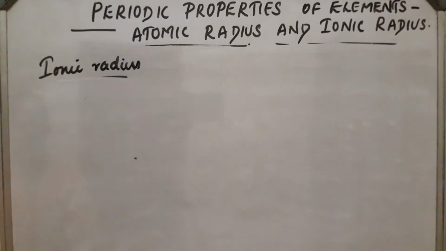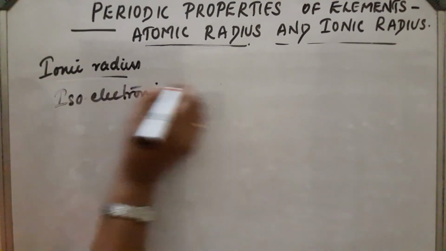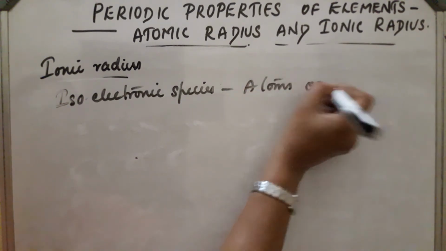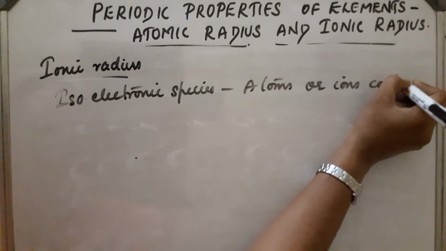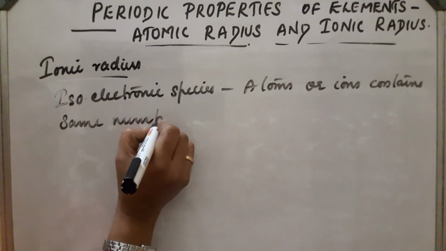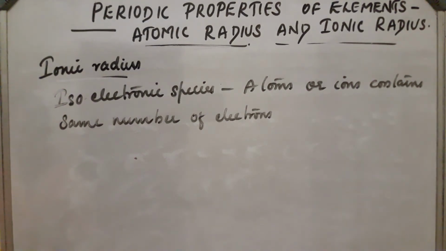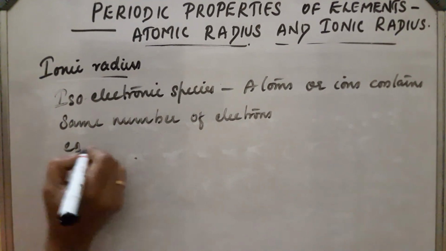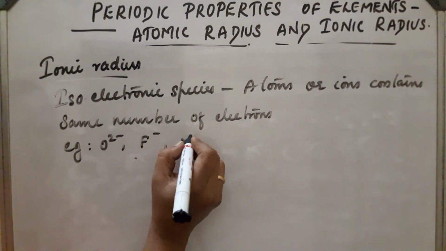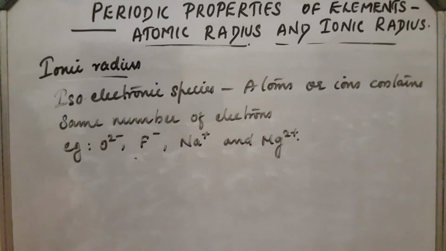Now, we are discussing isoelectronic species. Isoelectronic species are atoms or ions that contain the same number of electrons. Let us take a few examples: O2 minus, F minus, Na plus and Mg2 plus.